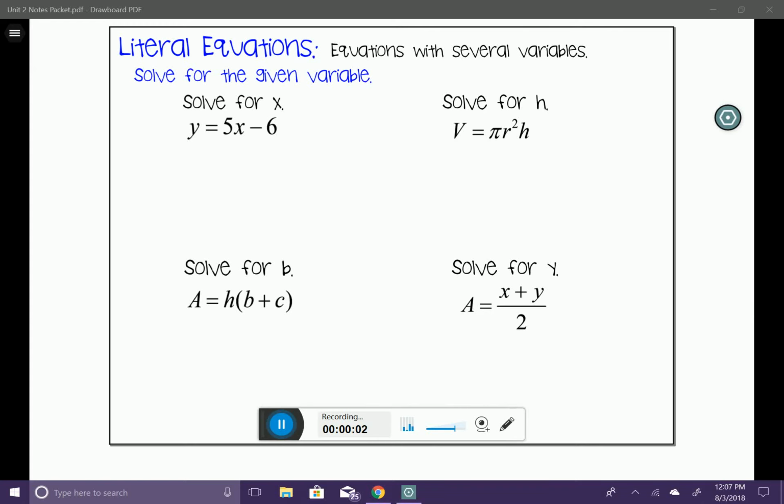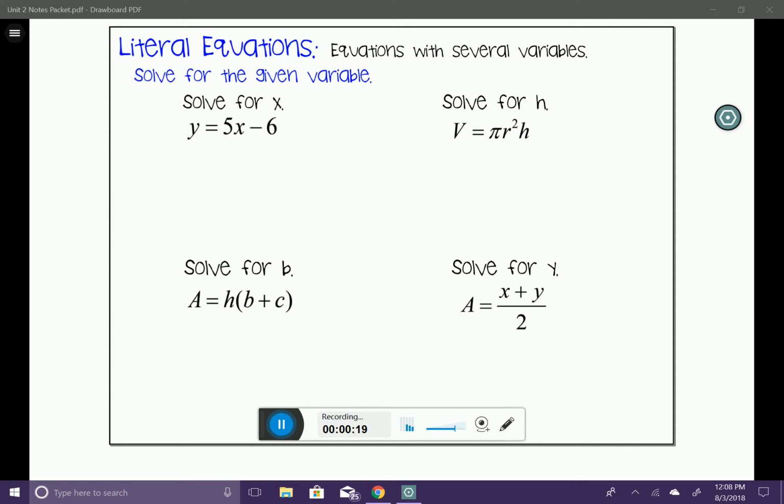In this lesson, we're going to be talking about a concept called a literal equation. You can identify a literal equation just by looking at it. It's an equation that has a lot of variables in it, and what you're going to be doing is solving for one of the variables.